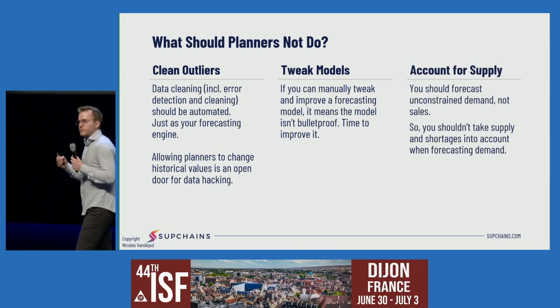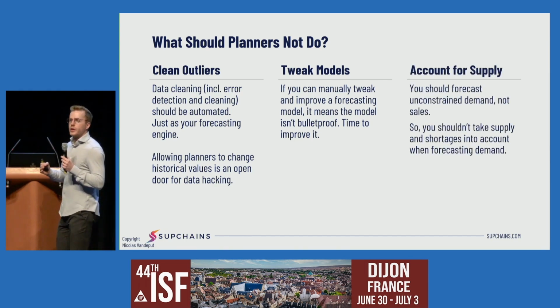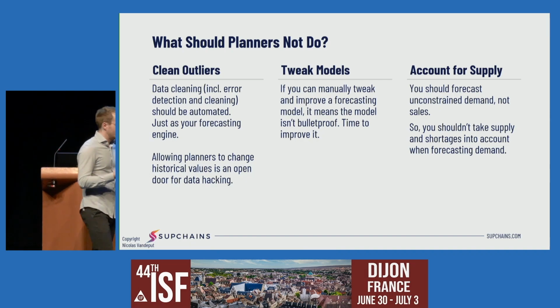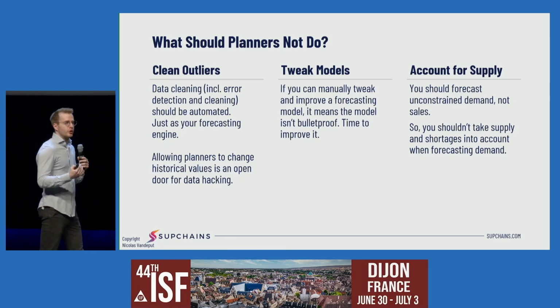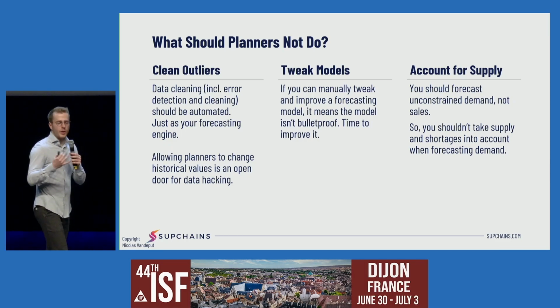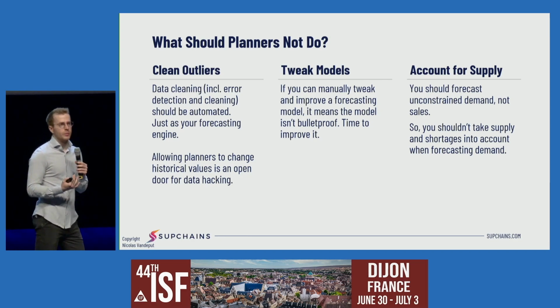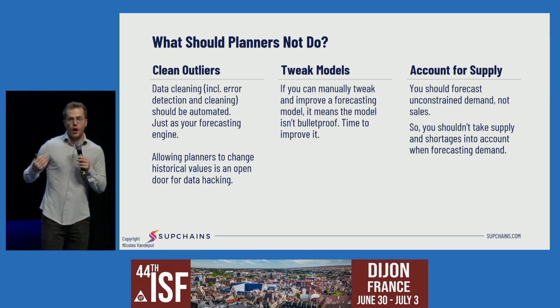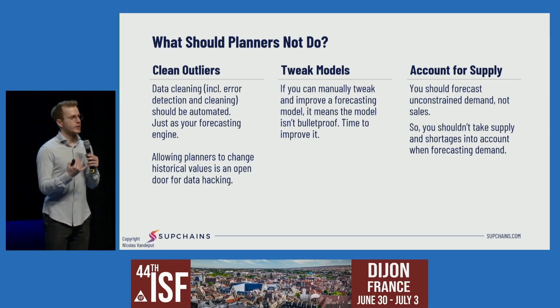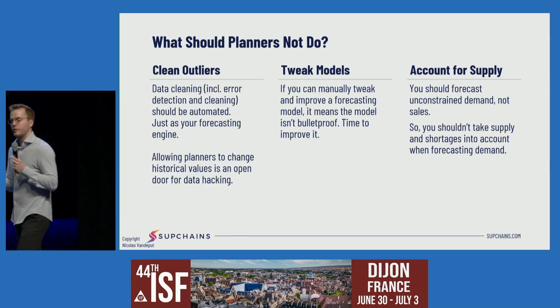Finally, demand planners should not take supply into account. For many supply chains, I've seen people saying, yeah, I need to take these shortages into account, because basically, if I have a shortage, I'm going to sell 0, and if I put a forecast that's anywhere above 0, I'm going to get a bad forecasting accuracy metric. It makes sense, but that's because this supply chain is not forecasting unconstrained demand, they're forecasting constrained sales, and I would advise strongly against that.